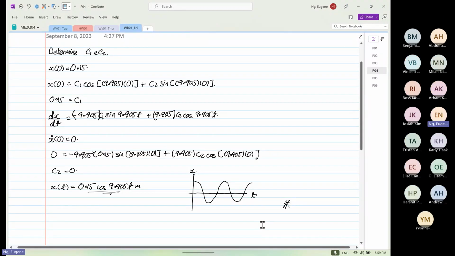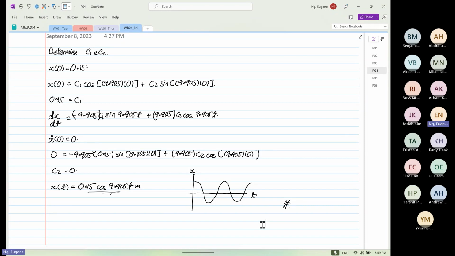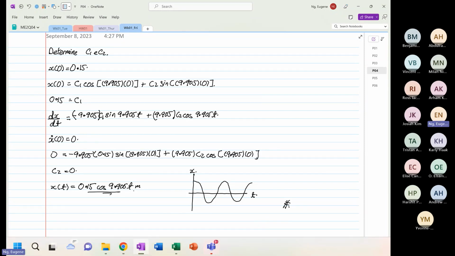Is the M for meters beside the t? Meters. Oh, okay. Unit.